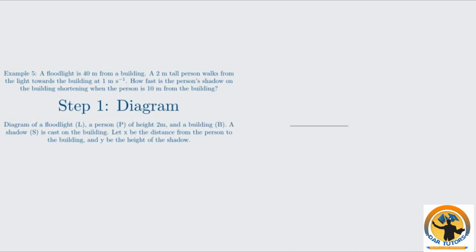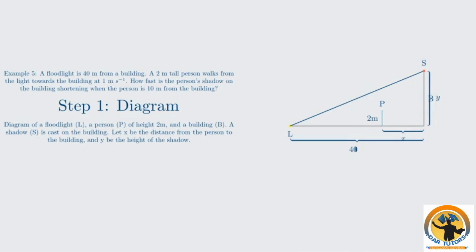Step 1. Diagram. This is a similar triangles problem. Let L be the floodlight, B be the building, P be the person, and S be the top of the shadow on the building. Let x be the distance from the person to the building, and y be the height of the shadow. The total distance from the light to the building is 40 meters.